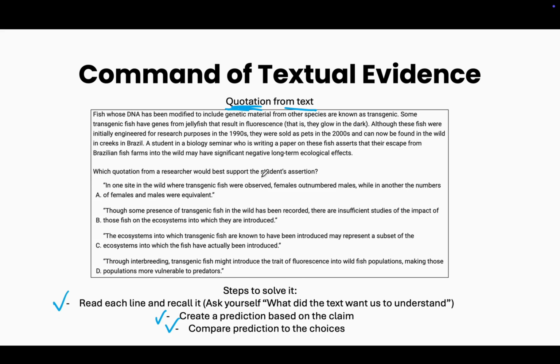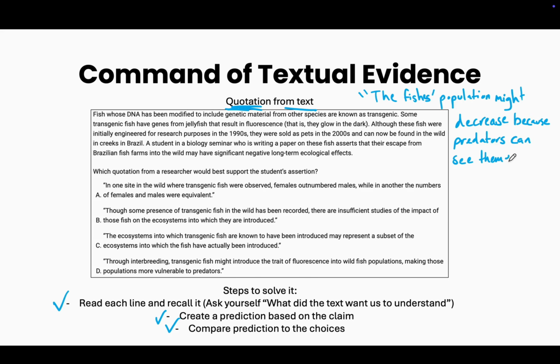So, why would the student think that? Well, if the fish glows in the dark, then other animals or predators might find the fish easily. So, I would predict the correct choice would say the fish's population might drastically decrease because they can be seen easily by predators. Now, let's compare our prediction to the choices.